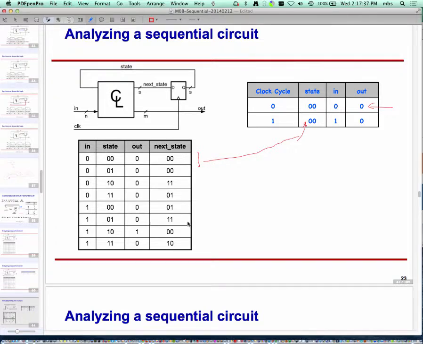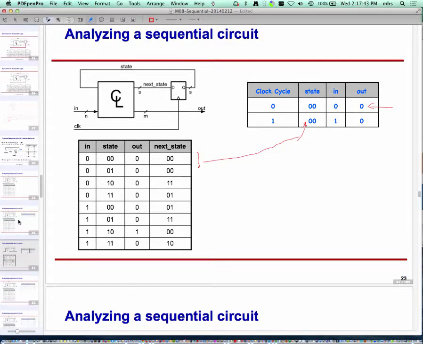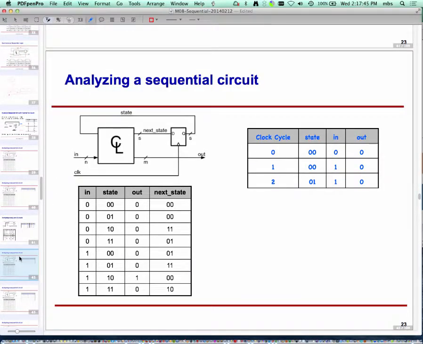Current state is 0, 0. Next state would become 0, 1. So next state becomes 0, 1, and again input, let's say, stays at 1 in this case. So in something like this, you also have to be given how the input is changing, because that's being changed by the outside world. Okay.